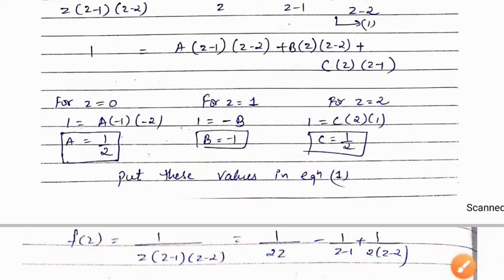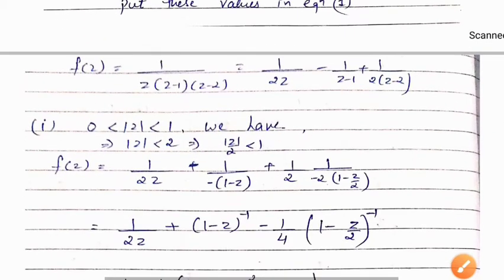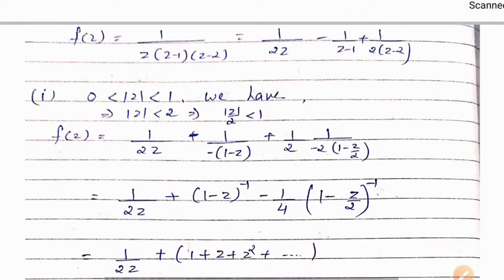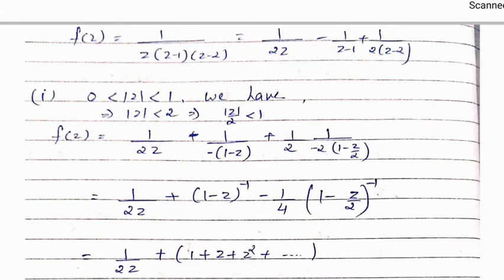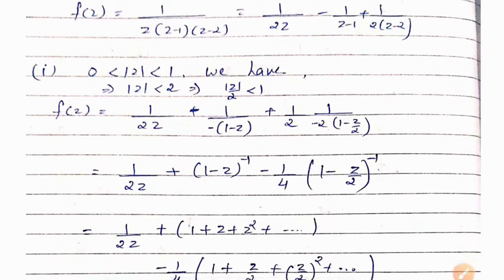Now I will put all these values in the above equation. On putting all these values, we get f of z equal to, this is our given equation. The value of a is 1 by 2, so I have put here 1 by 2. The value of b is minus 1, so here I am putting minus 1. And the value of c is 1 by 2, so again I get here 1 by 2. Now after doing this procedure, we have to consider the regions one by one given to us.